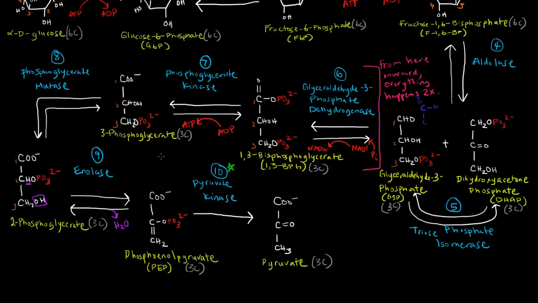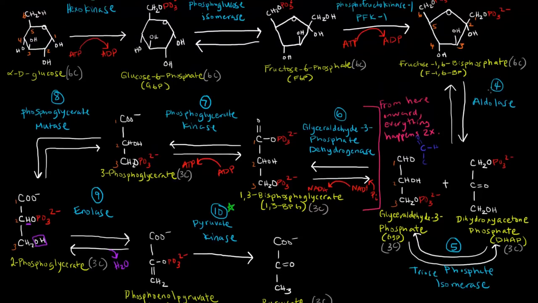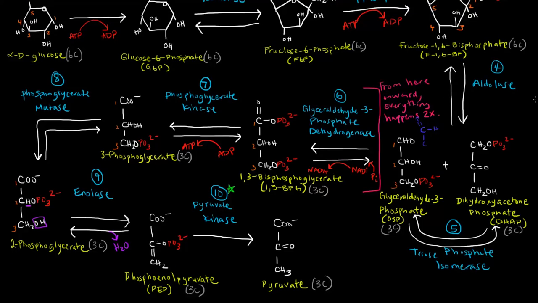Actually, before I even mention anything, at this point, how many ATPs have we invested? Well, we invested 2 up here. Let me scroll back up for a second. We invested 2. We invested 1 here and 1 here. How many ATPs have we made so far? 1? No. We've made 2, right? Each reaction here creates 1 ATP.